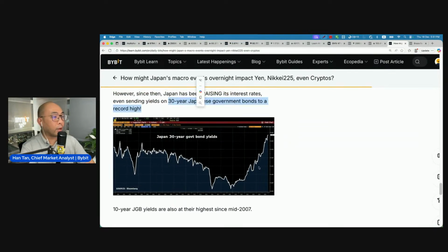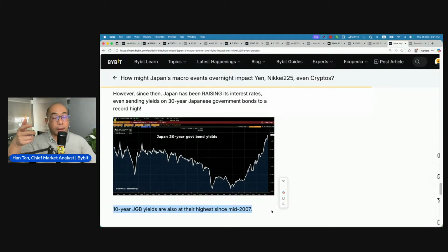30-year Japanese government bond yields hit a record high right there. Okay, this goes all the way back to before the year 2000. This chart, 10-year JGB just means Japanese government bonds. Their yields. That means if you were to lend or buy a government bond today from the Japanese government that's going to expire only 10 years from now, you can get the highest yields since 2007. Right. So again, higher interest just is more enticing for investors.